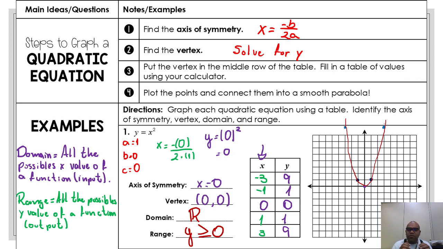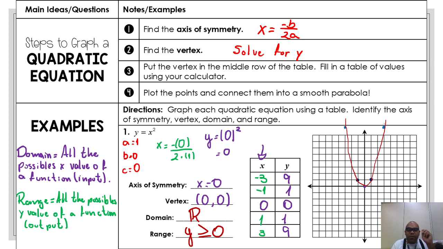The formula to find the x of symmetry is x equals negative b over 2a. Then find the vertex. What is the vertex? The vertex, as I told you, is the turning point. Remember, the turning point from our last video? And the third step: put the vertex in the middle row of the table, filling out the table with values using your calculator.